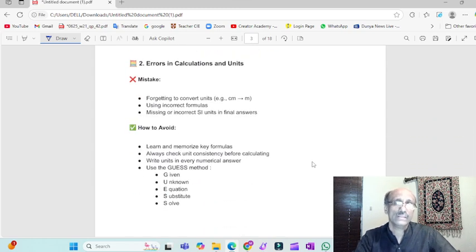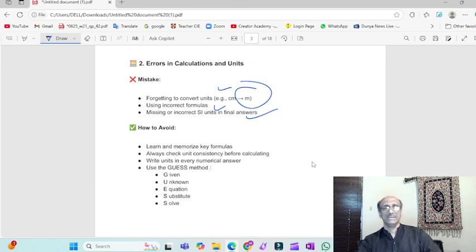After that, the second mistake is errors in calculation and units. Forgetting to convert the unit, for example, the data is given in centimeters but the required unit is meters, so they have to convert centimeters into meters. Another mistake is that they do not write down the correct formula. If they write down an incorrect formula, certainly they will not get the credit for that. And then missing or incorrect SI units in the final answer is another mistake. They have to show the final answer with the SI unit.